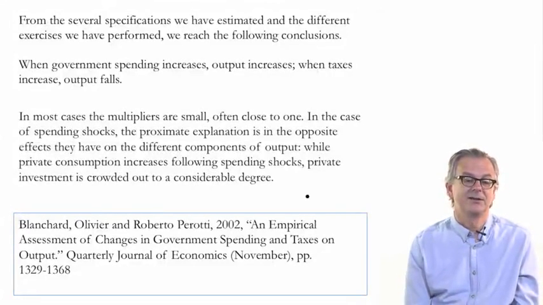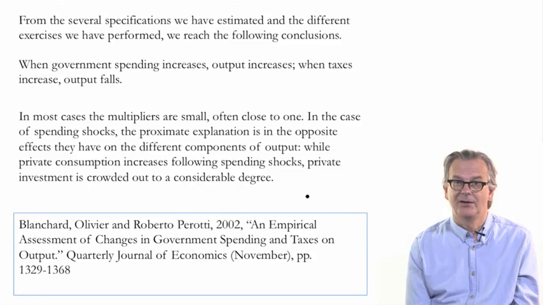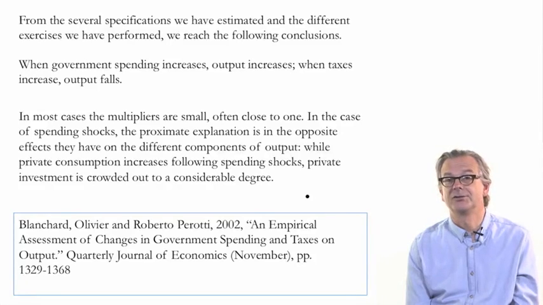But here's the sting in the tail. In most cases, the multipliers are small, often close to 1. There is no multiplier, in other words. You increase government spending by $100, you get increased GDP by $100, you're not getting that multiplied effect. In other words, to eliminate the contractionary output gap of the sorts of sizes we saw during the global financial crisis is going to require a one-for-one increase in government expenditure, and that's huge.